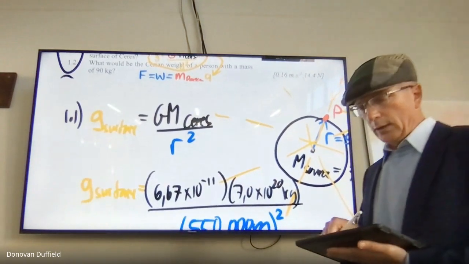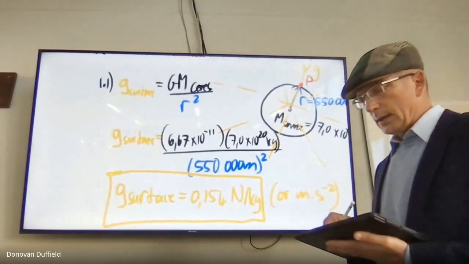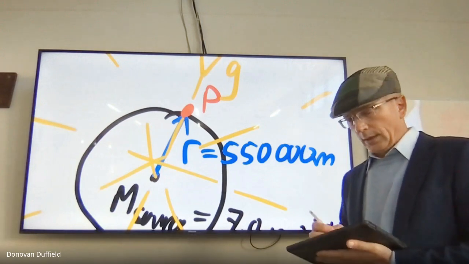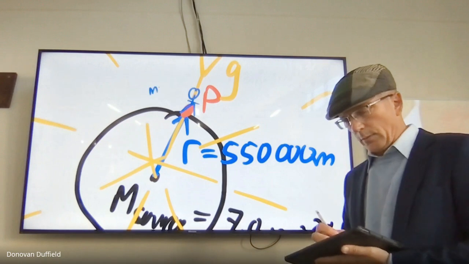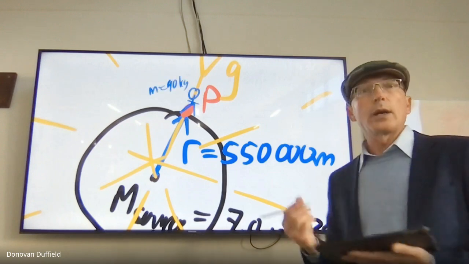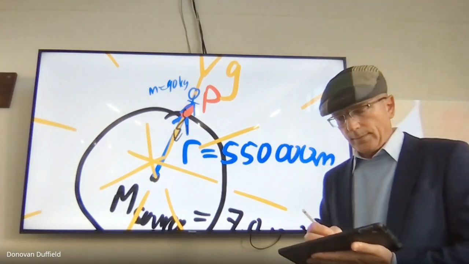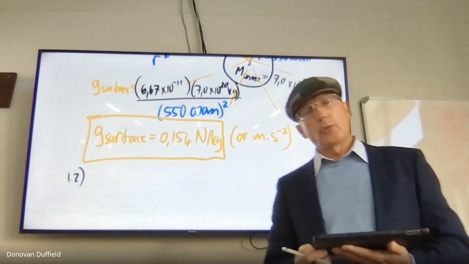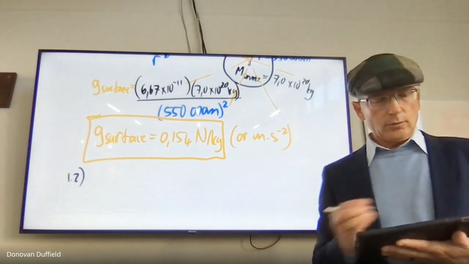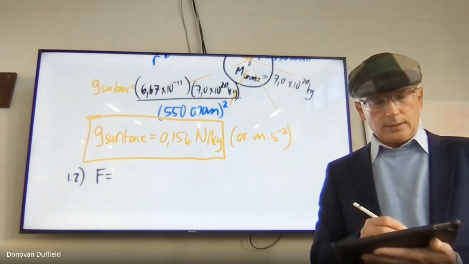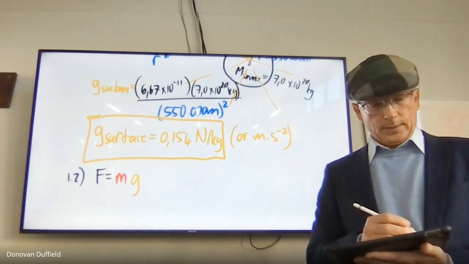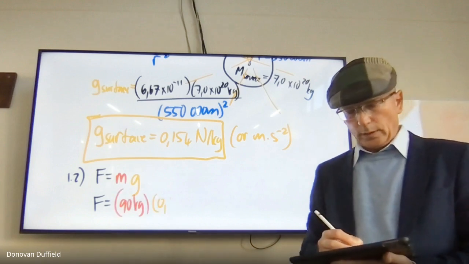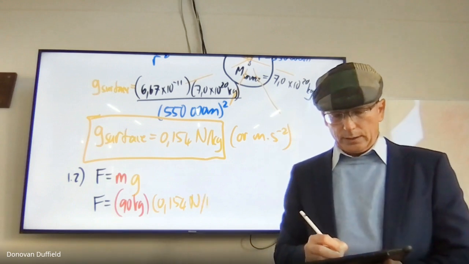What would be the weight of a person with a mass of 90 kilograms? What they're saying now is, if instead of at the point P, you now put a person there, and the person has a mass of 90 kilograms, well, now we're going to have a force, and that force is going to be that person's weight. We don't have to use F equals big G m1 m2 over the radius squared. You can, but you don't need to. You can just say F equals the mass of the person times g. So the force is going to be 90 kilograms times 0,154 newtons per kilogram, or meters per second squared.